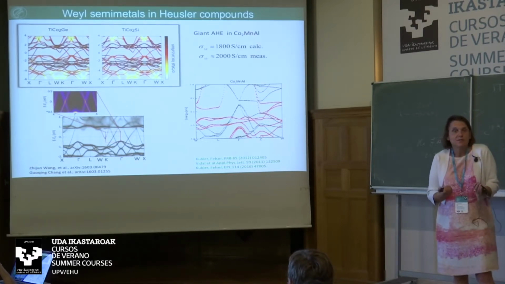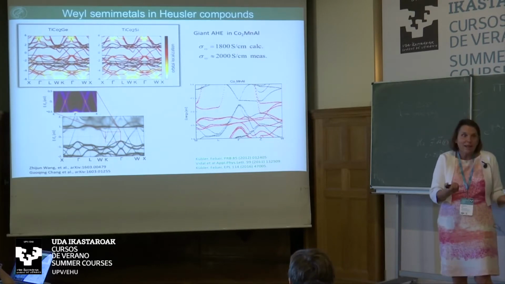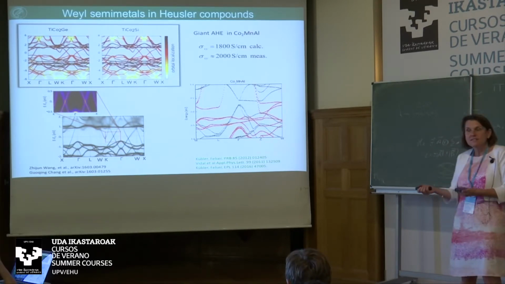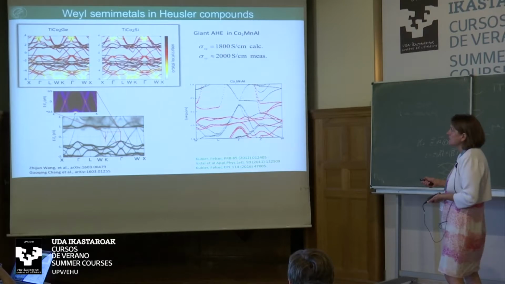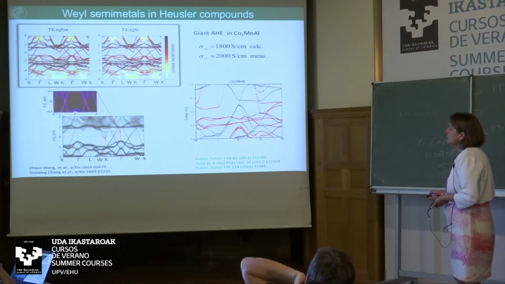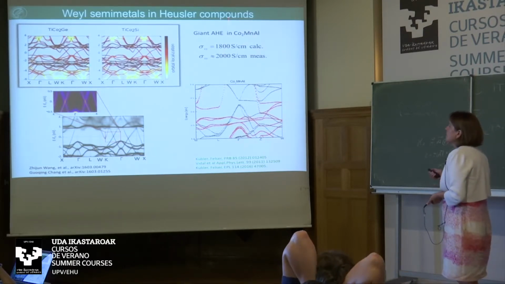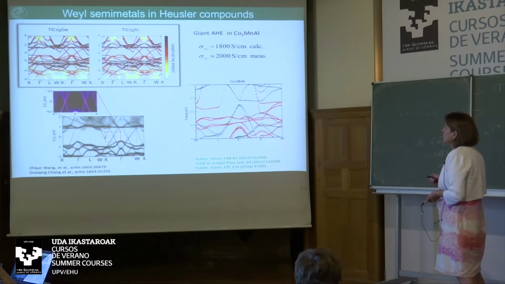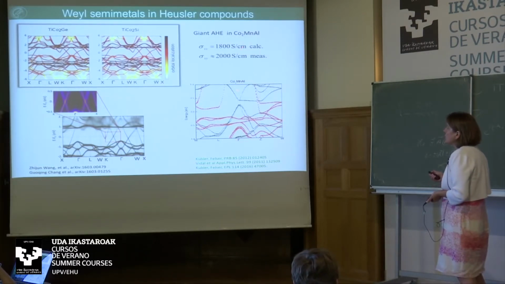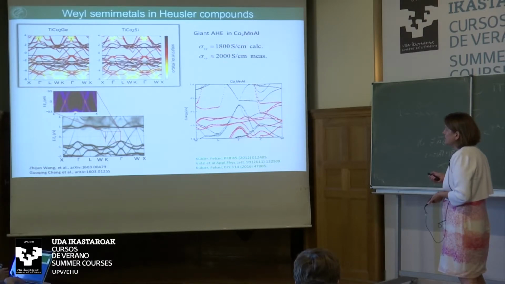You know, this makes it so easy because in one spin direction we have no bands, we have a gap anyway. And in the other spin direction we have only these crossing bands. Okay? So we worked on this compound, cobalt-2 manganese aluminum, for a long time, and we already saw that we find a giant anomalous Hall effect.